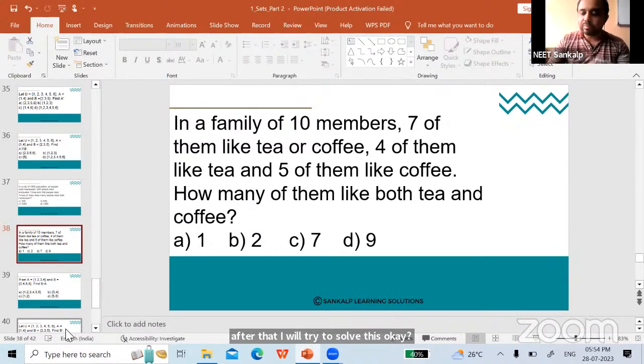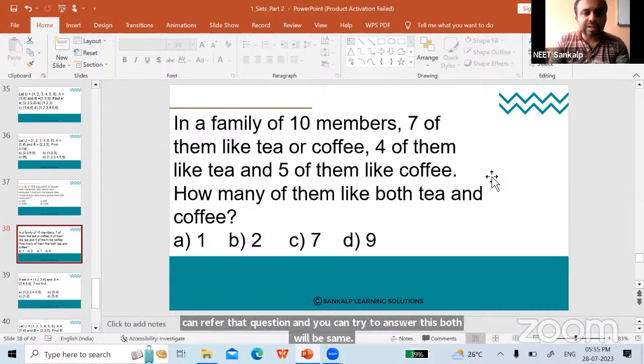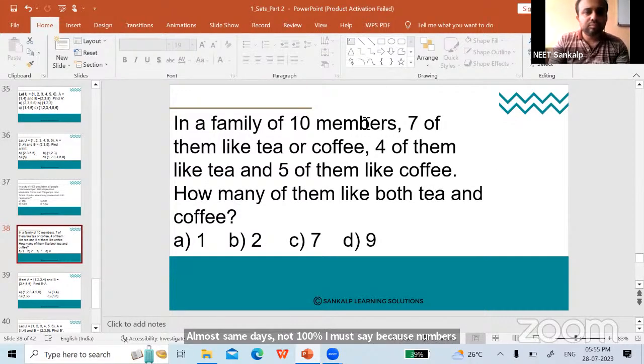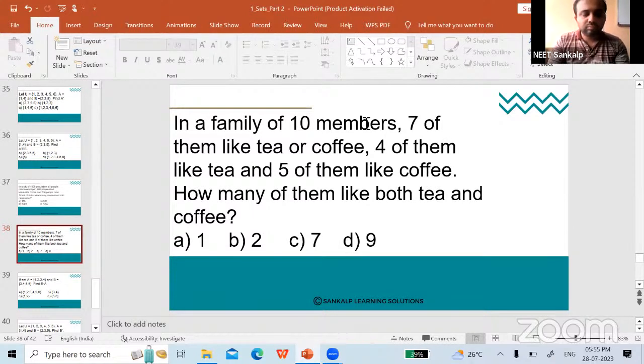It is also a question based on the previous one, that is Hindustan Times and Times of India. So you can refer to that question and try to answer this. Both will be almost the same, not 100%, because the numbers are changing here. Both, they are asking.